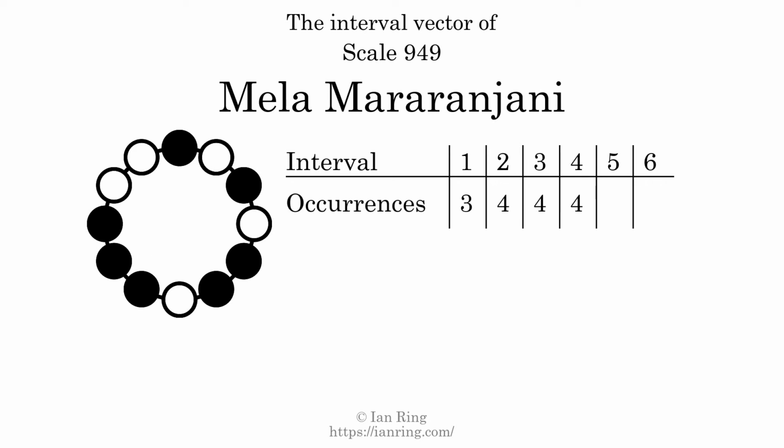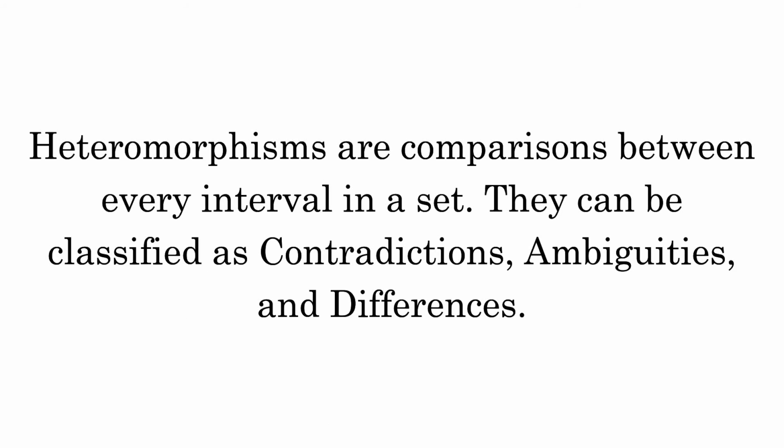There are 4 intervals with the size of 4 semitones. They are here, here, here, and here. There are 5 intervals with the size of 5 semitones. They are here, here, here, here, and here. There is 1 interval with a size of 6 semitones. It is here. Each interval does not appear in this scale a unique number of times, so this is not a deep scale. Heteromorphisms are comparisons between every interval in a set.